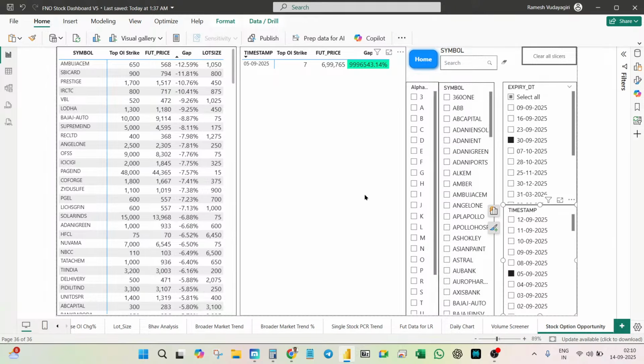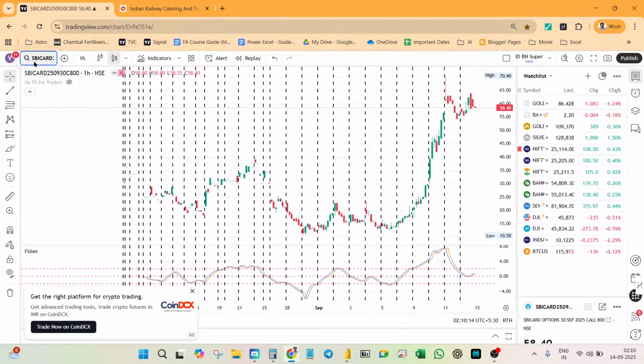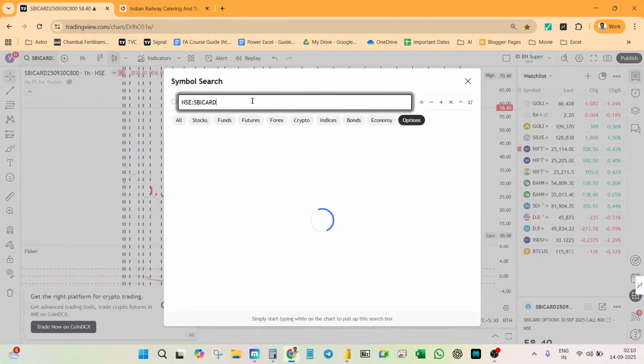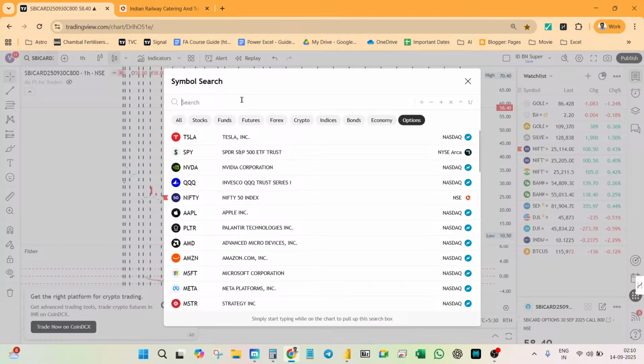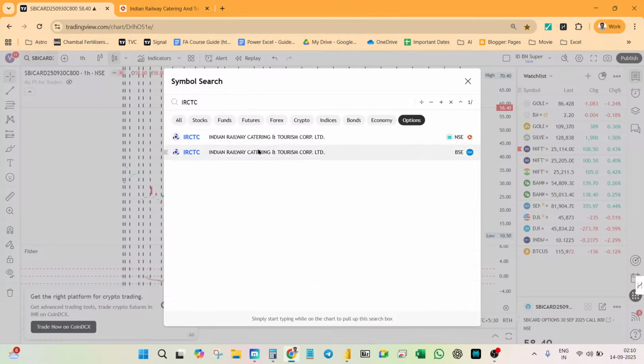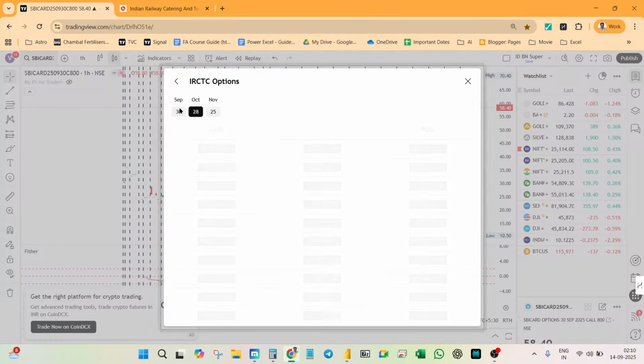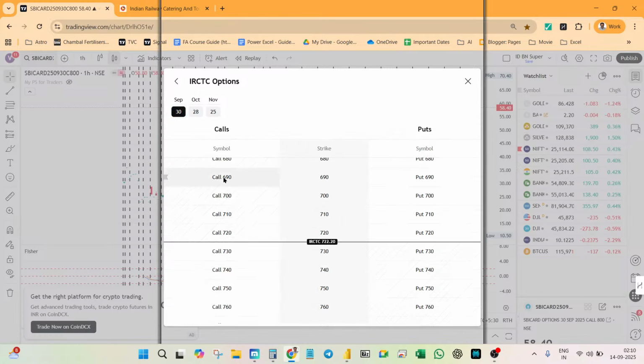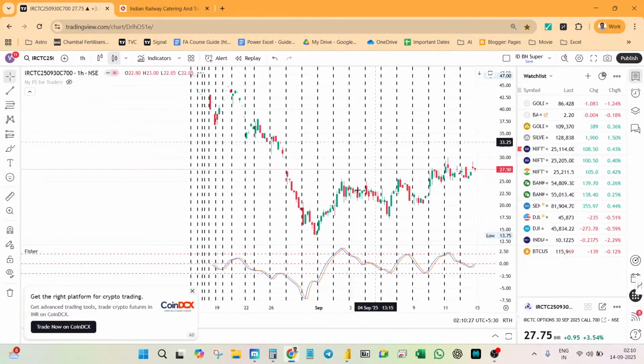And IRCTC is another example, 700 rupees. The IRCTC 700 call option on 5th September was around 22 rupees at around that time. It made a high of almost 26 rupees. After holding that, again you got an opportunity at 20 rupees. It made a high of 30 rupees.